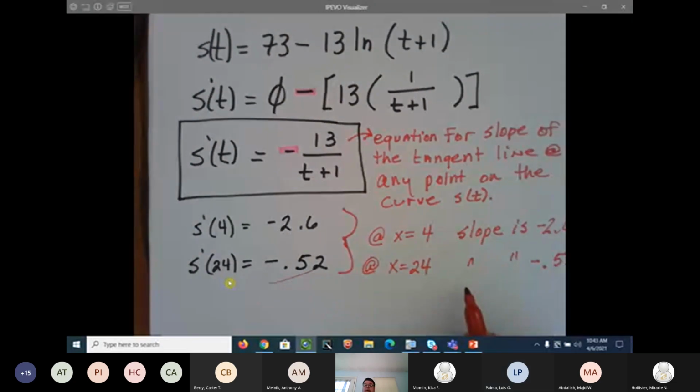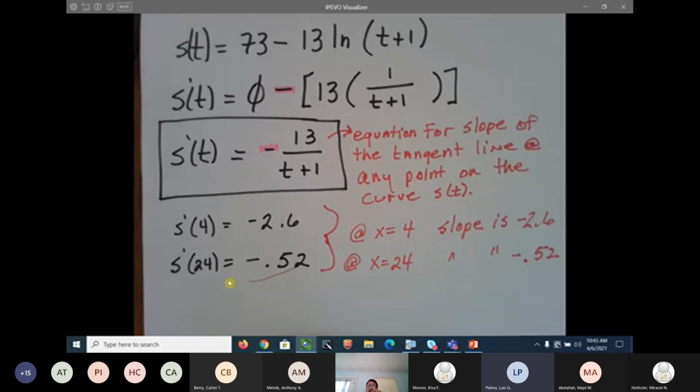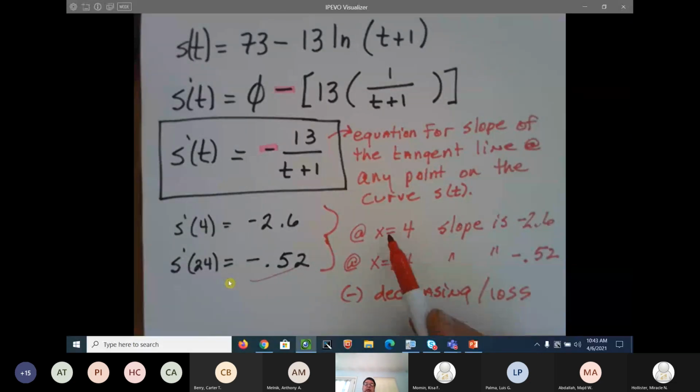And what does this mean? Well, what does negative mean in business? A loss. It means decreasing. Negative means decreasing or loss at x is equal to 4 or 24, because you got a negative here and a negative here. So at those 2 points, that means you are decreasing 2.6 points and 0.52 points, meaning on a test. You're decreasing almost 3 points here, and you're decreasing a half a point here.